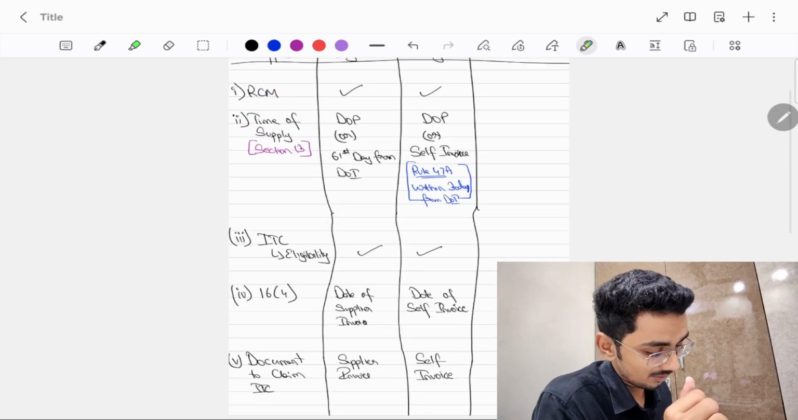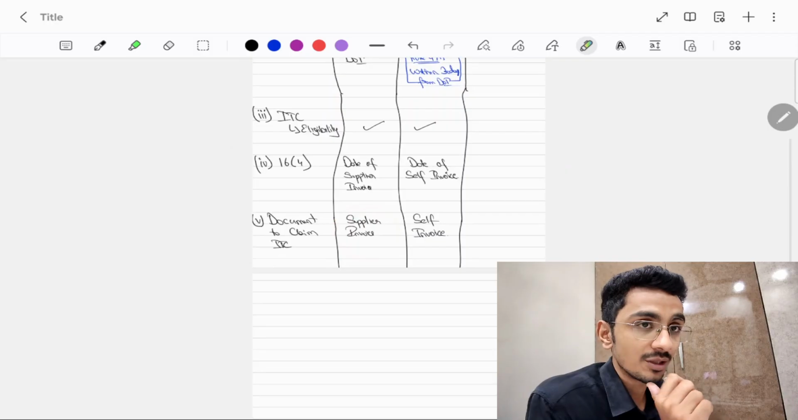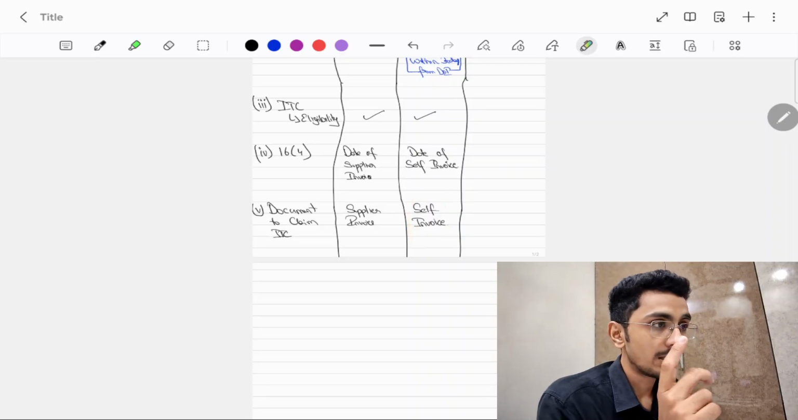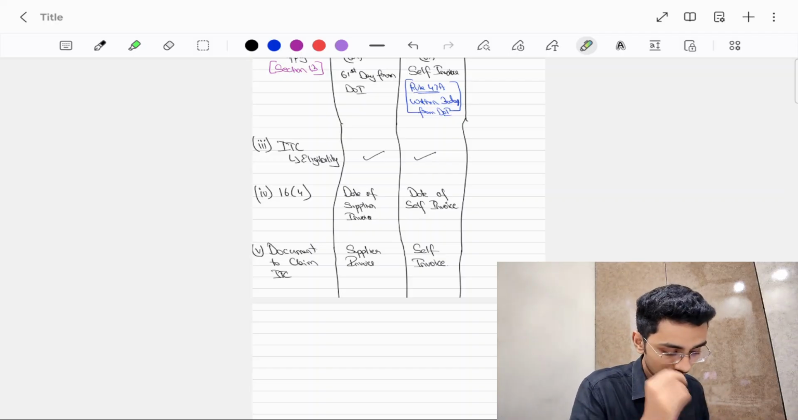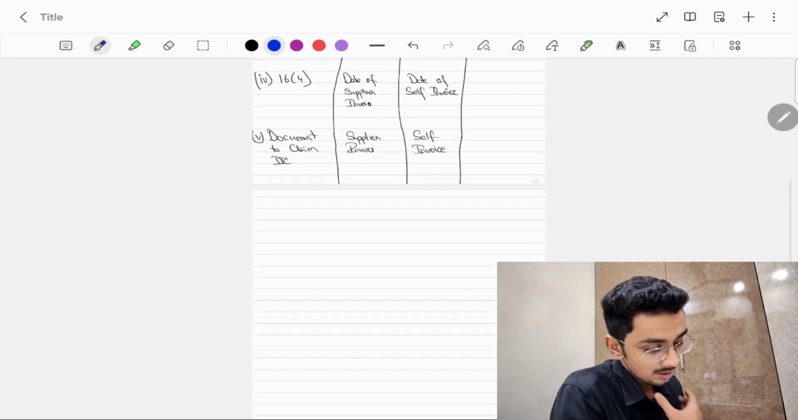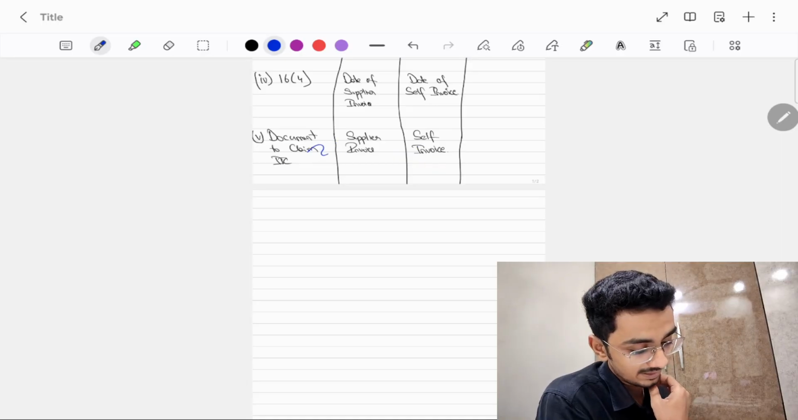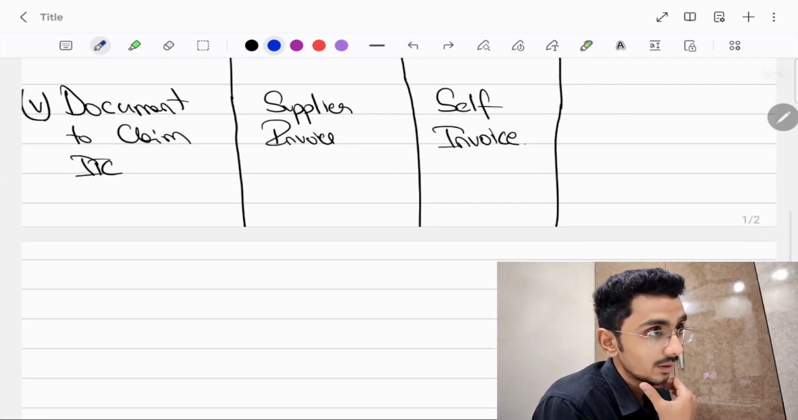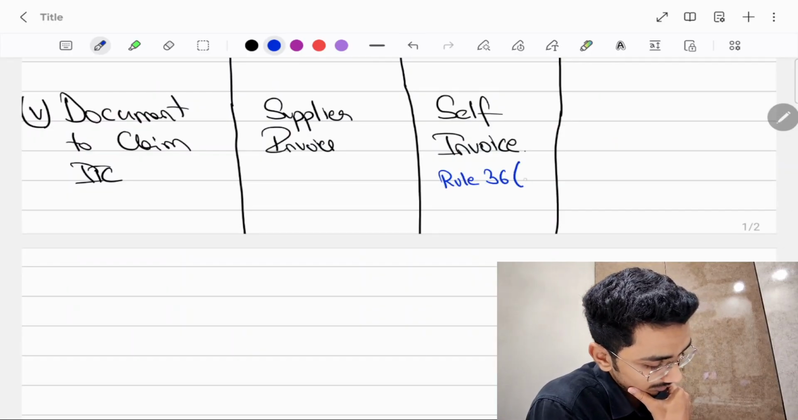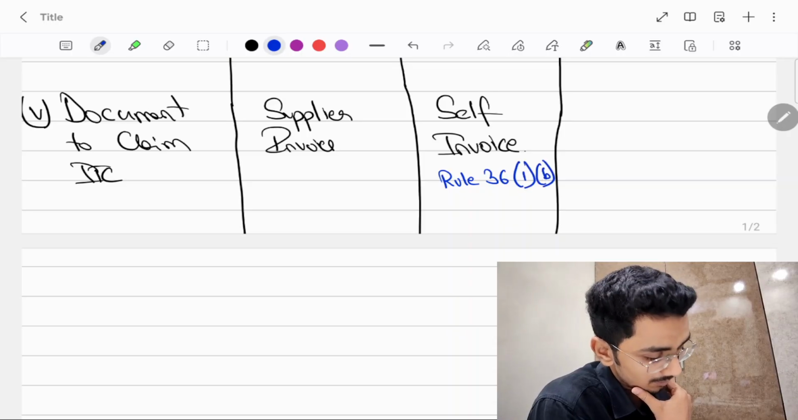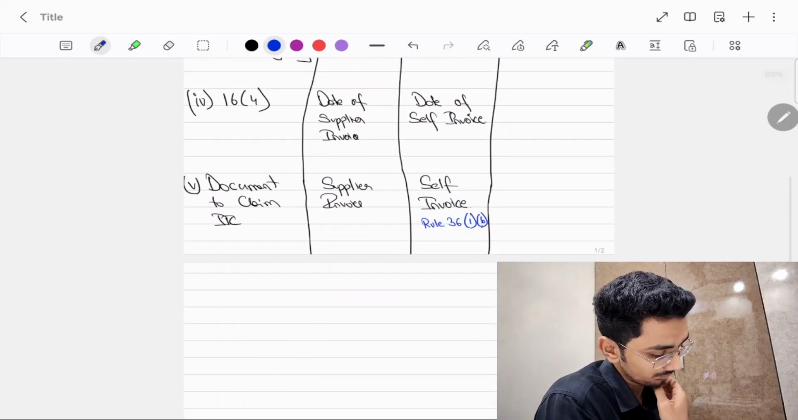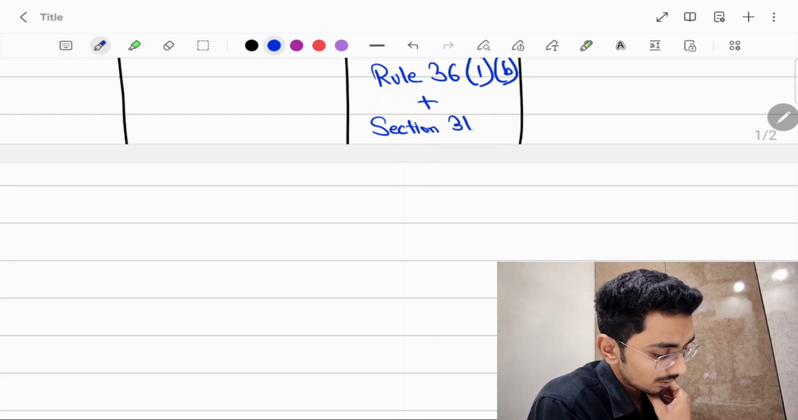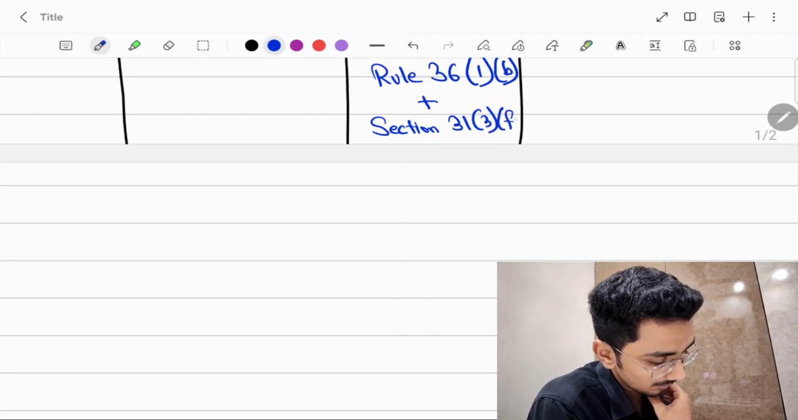Now in the case of a registered person, you have to check the date which is mentioned in the supplier's invoice. And in the case of an unregistered party, you have to verify the self invoice date. Now this is the product category regarding which this is mentioned, and also, further adding on self invoice: why is the document to claim ITC the self invoice? Because this is clearly mentioned in the rule. Let me just write it over here. Rule 36(1)(b), and also a reference has been given to Section 31(3)(f).